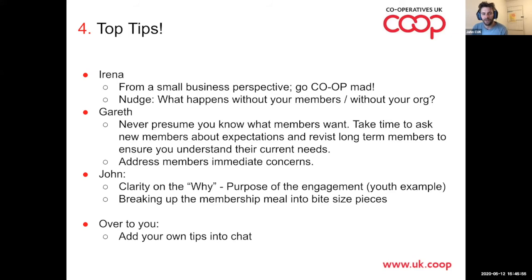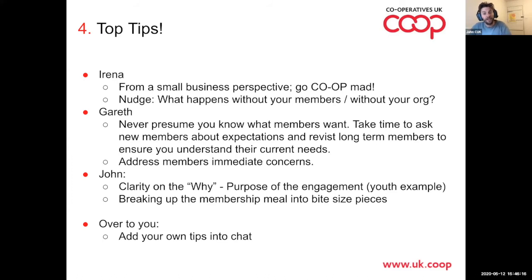Is it because the board have told you to engage young people, or is it because you want young people to do a very specific thing? So be really clear. Rather than just setting yourself engagement performance measures and all the rest of it, really work out why, what's the point of it? And if there isn't an obvious point, then don't be surprised if people don't want to engage in it.